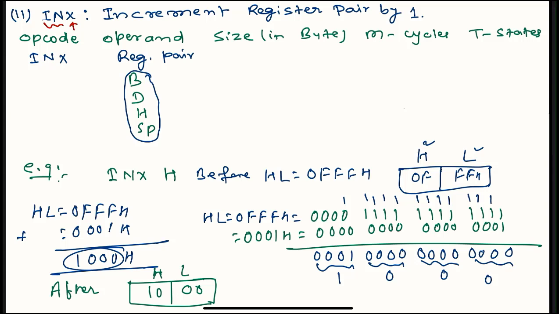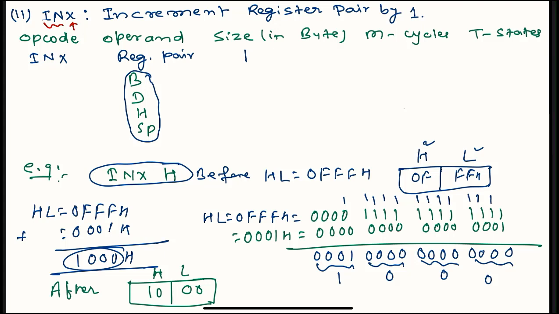So size here: if we are writing INX H, then in this instruction there is only one English alphabet group. So based on that logic, the size in terms of bytes will be only 1 byte. It means only one memory location is required to store the opcode corresponding to this INX H.